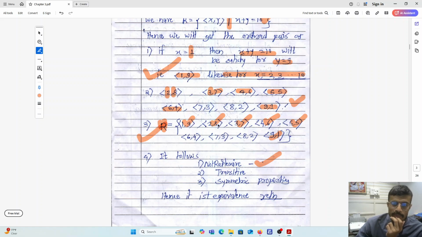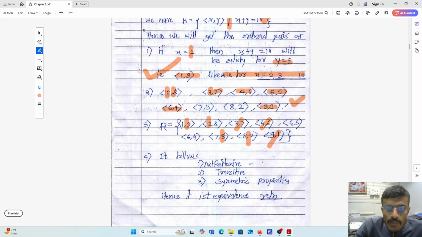Yes, it has the symmetric property, because you can see here, for 1 9, 9 1 is there; for 2 8, 8 2 is there; for 3 7, 7 3 is there; for 4 6, 6 4 is there. So it follows the symmetric property. It does not follow the reflexive property, and does not follow the transitive property. Hence you can say that it is not an equivalence relation.